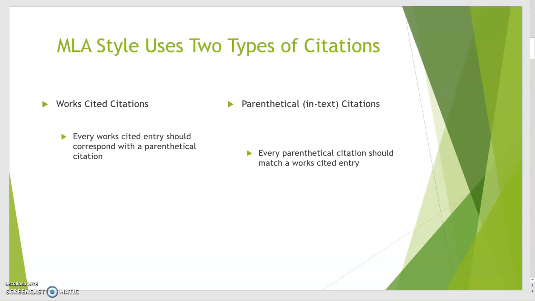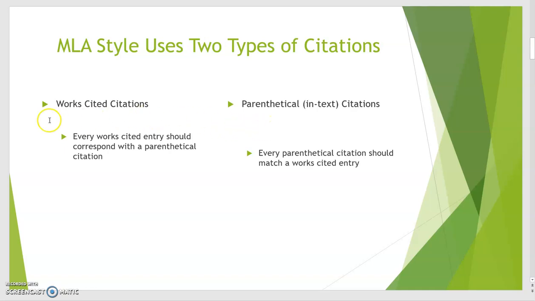So when we talk about citations, MLA has two types of citations that you're going to need to do for your research paper. First, you have your works cited citations, and that's the list of citations that appears at the end of your paper. And then you have your parenthetical citations. Those are also called in-text citations. And those are little short citations that appear throughout the body of your essay. They appear in text, so hence the word in-text citations.